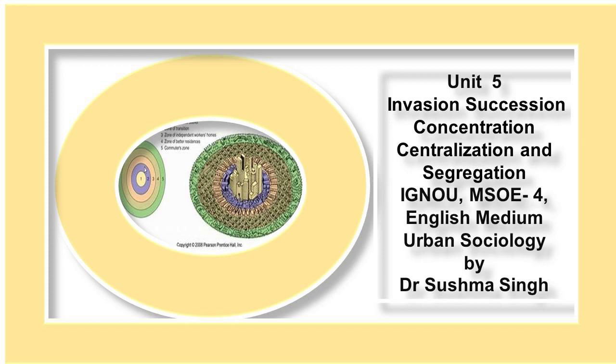For instance, Chittaranjan Park in New Delhi has a concentration of Bengali population. The Muslim population in Old Delhi and Punjabi migrants in Lajpat Nagar in New Delhi are a few examples of ethnic concentration of population.